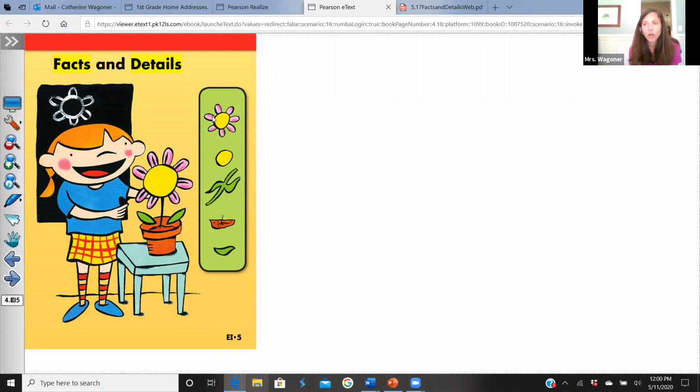What facts might the girl be explaining? So what could she be saying about the plant? She might be naming the plant parts or explaining how they grow.